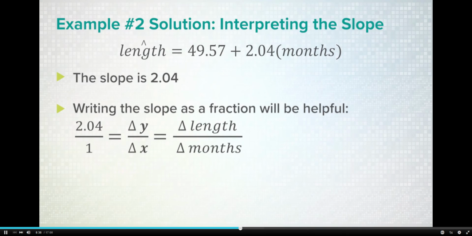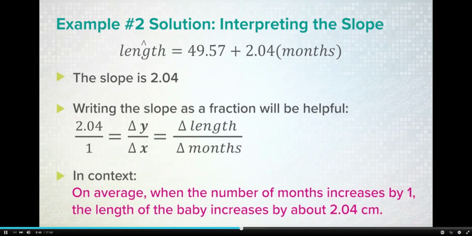So now let's talk about this in a sentence. In context, on average, when the number of months increases by 1, the length of the baby increases by about 2.04 centimeters. Notice there's a change word. In this case, it's increases.